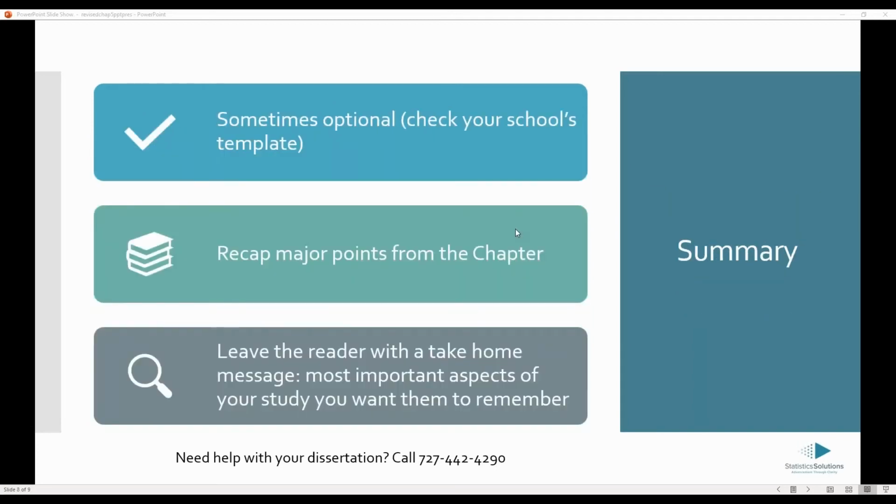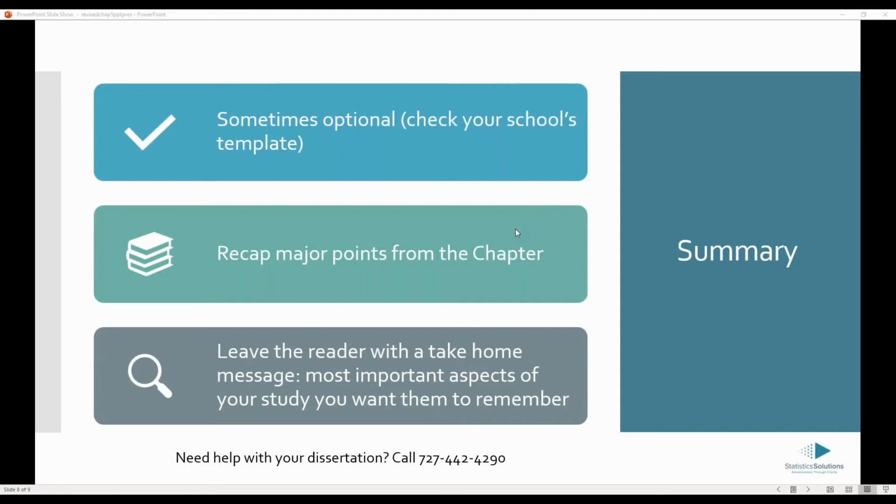In a summary or conclusion, check your school's template. Some schools just let you end with the recommendations for future research. Some schools want a summary. And basically a summary should be at the end of your dissertation, right? It's the very end, it's the culmination.